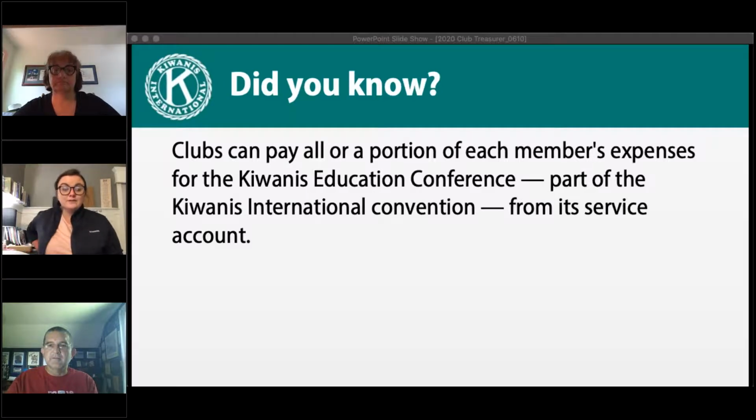And one of the things your secretary is supposed to do is keep you informed of changes like these. Also making sure that you're signed up for Kiwanis Dateline and the KI update that come out in your inbox.